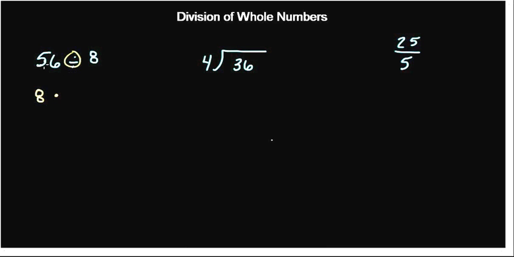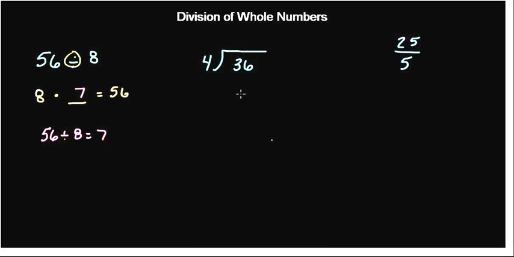So we're asking ourselves, 56 divided by 8 is the same as asking the question, 8 times what is 56? And then you just run through your head and say, well, 8 times 1, 8 times 2. Eventually you come to 8 times 7. And so 56 divided by 8 is 7. So that's the idea behind all of these.